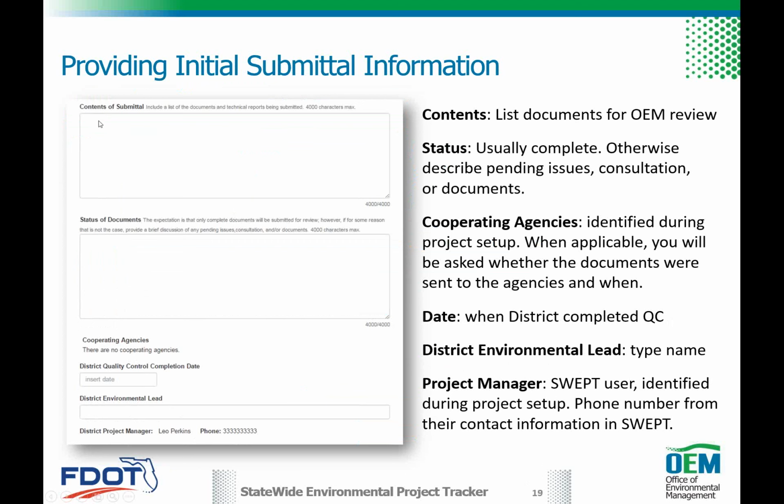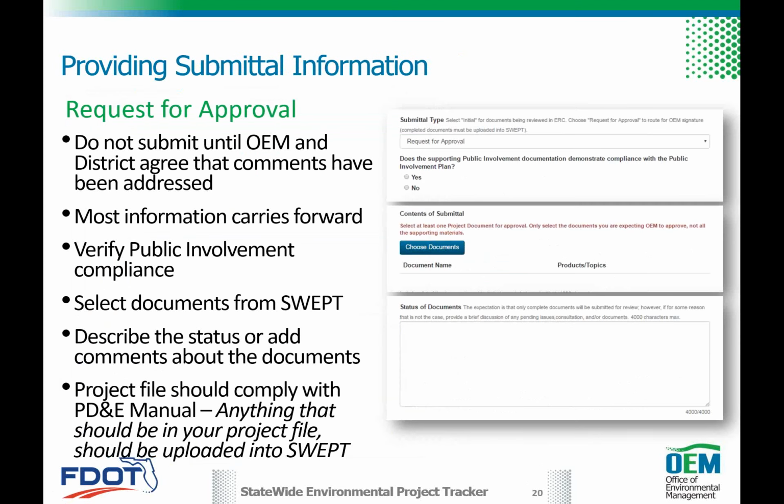On the initial submittal, you're actually going to type out what's being submitted, what you're uploading into ERC, and the status of any other documents that need to be known. Are there any cooperating agencies? If you had an ETDM number, then we're able to actually pull that in and know whether you had any cooperating agencies, and if so, have you shared that information with them? You're also certifying that your district quality control is complete, and you have a spot for your environmental lead if it's someone other than those that are working on there.